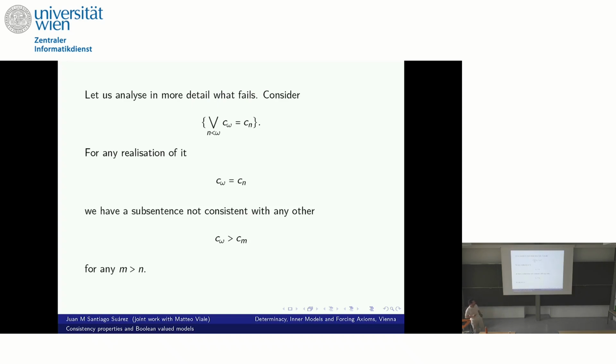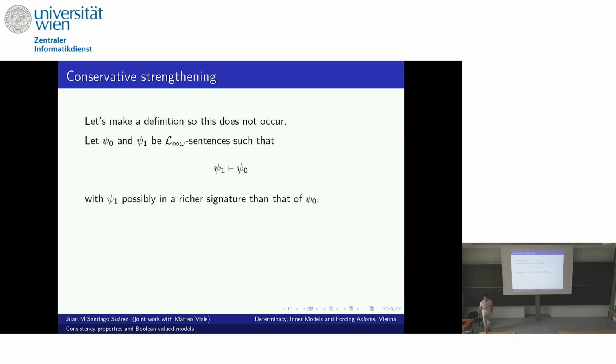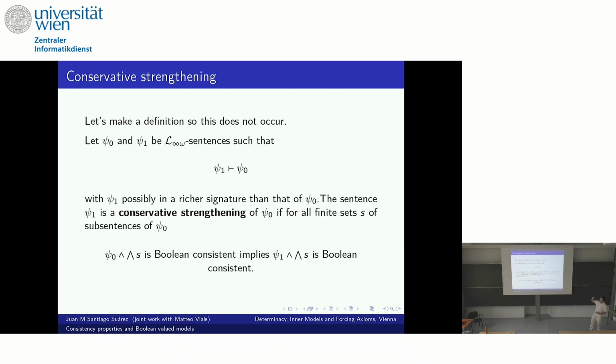Let's make a definition formalizing it. You have two formulas, one stronger than the other, and we want to measure how far they are one from the other, okay? Because the problem with the example before is that the infinitary disjunction is very far from the other sentences in the theory. So we need to control that difference. And this is how we do it. You have two sentences, and one is possibly in a richer signature than the other. And you say that the strong sentence is a conservative strengthening of the weak sentence if whenever you realize the weak sentence with subformulas that are consistent with it, well, then the strong sentence has to be also consistent with that.